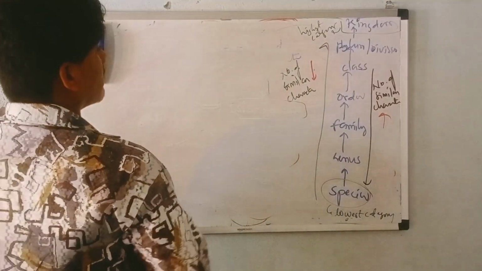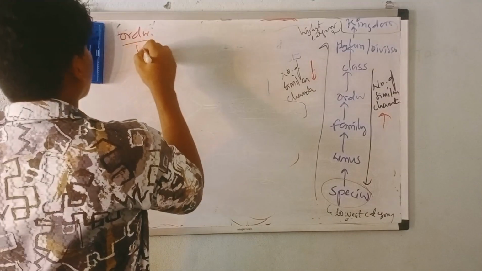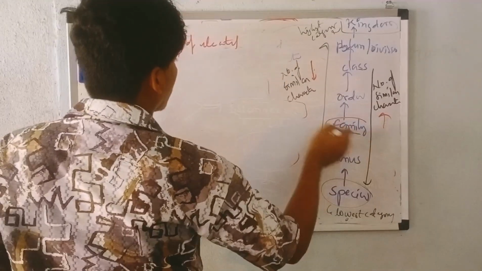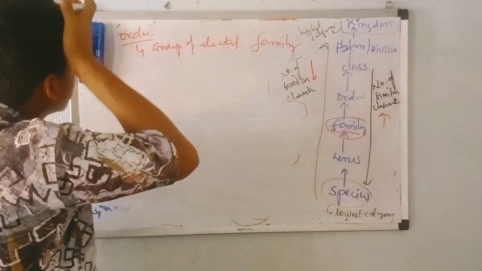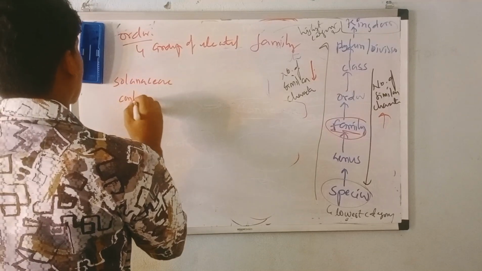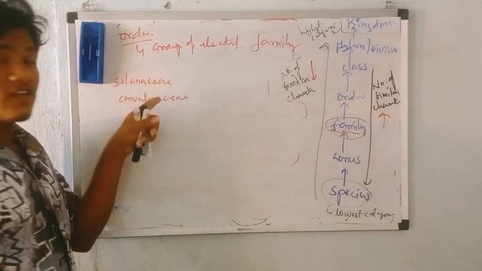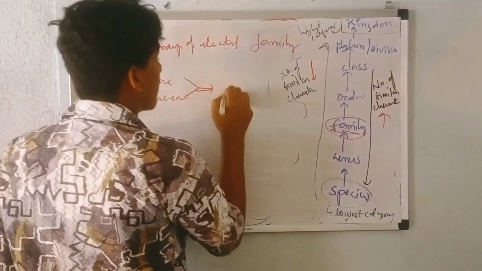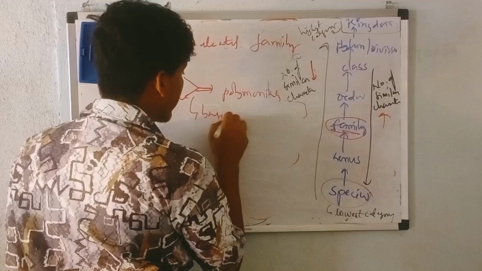Okay. When we talk about order, order is nothing but a group of related families. Very important here if you want to focus. Solanaceae and Convolvulaceae are two different families. These two different families are grouped under the same order called Polymoniales, based on floral characters.